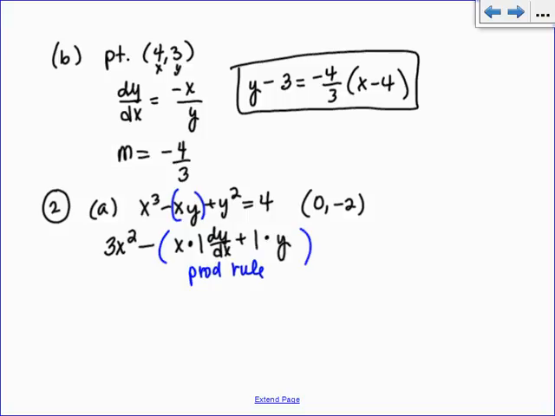I don't tack on a dy over dx to the y because I wasn't taking the derivative of y there, right? It was just y, just as it is. All right, then plus the derivative of y squared is going to be 2y dy over dx equals the derivative of 4, which is 0.